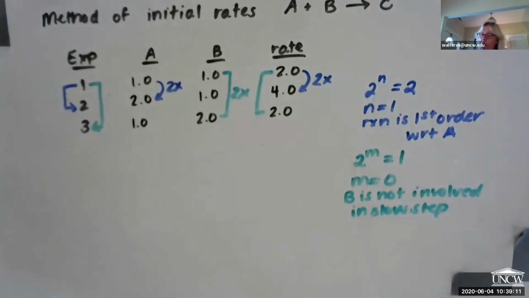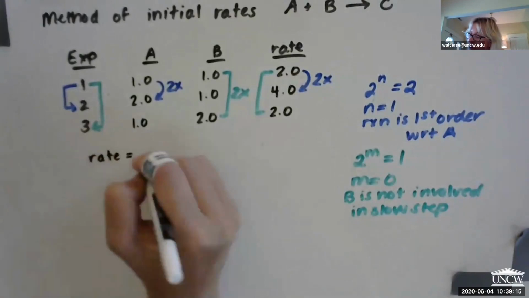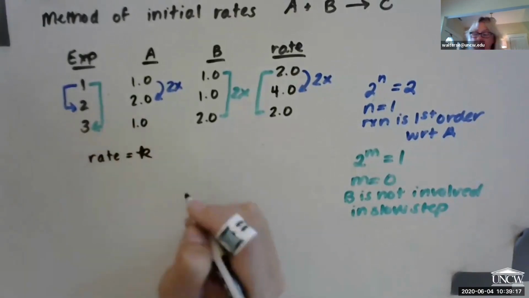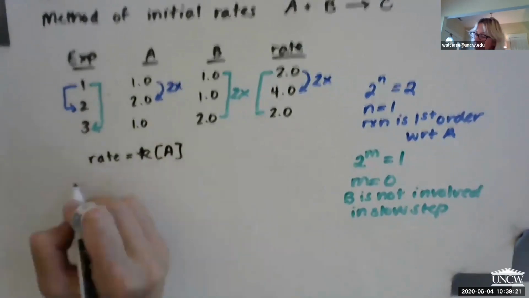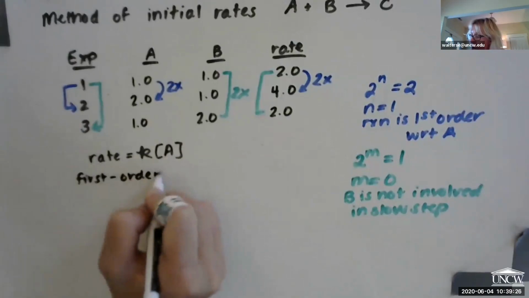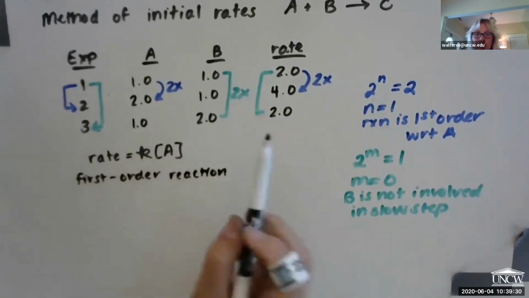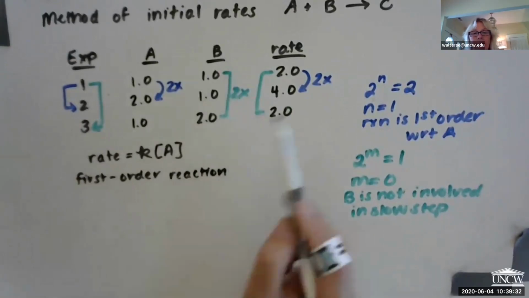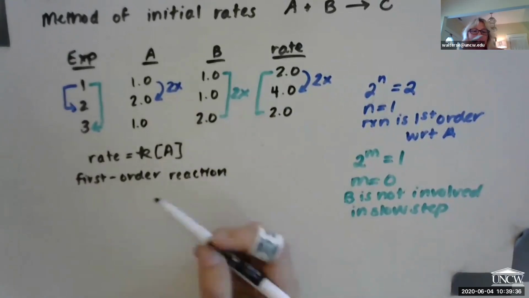So my rate law would be rate is equal to some rate constant times the concentration of A. So this would be a first order reaction. If doubling B had doubled the rate, then it would have been a second order reaction.